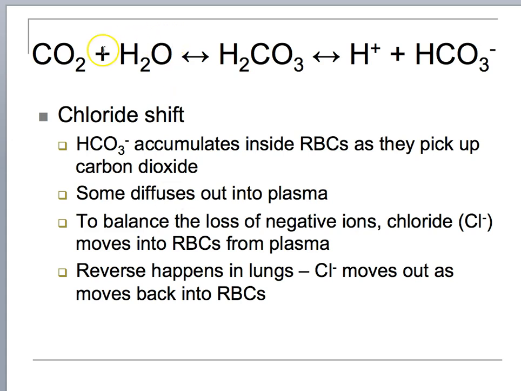Here's the equation I've been writing on the board since the first day of class back in A&P1. Here's carbon dioxide plus water, because you are a bag of salt water, in the presence of carbonic anhydrase. You should put a CA up here, right? You make that carbonic acid, which then spontaneously dissociates into bicarb over here and hydrogen protons. And this is what actually causes the shift to allow things to move.